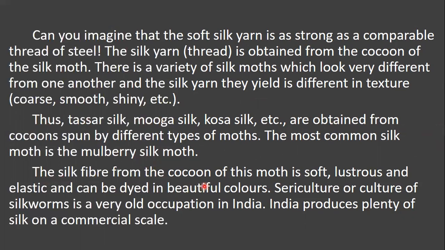The silk fiber from the cocoon of the Malabari silk moth is soft, lustrous, which means it is shining, and elastic, and can be dyed in beautiful colors. Dyed means we can change the color into beautiful colors.